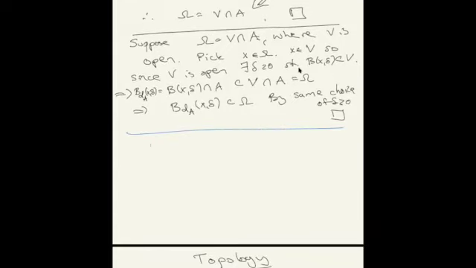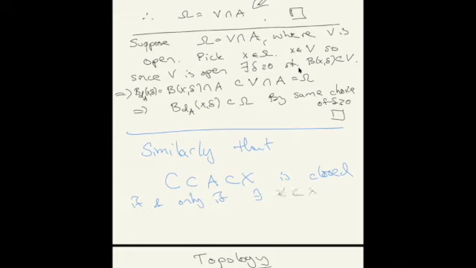One could prove similarly that a subset C of A, which is a subset of X, is closed if and only if there exists a closed subset K of X such that C is equal to A intersect K. But to show this, it's better to talk a little bit about topology, and this will be done in a separate video.